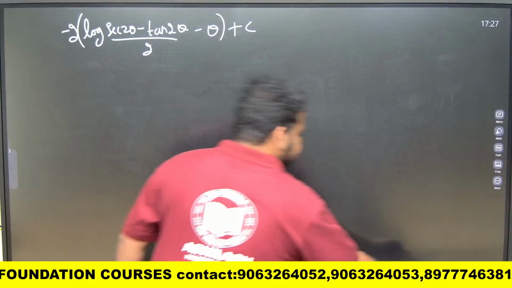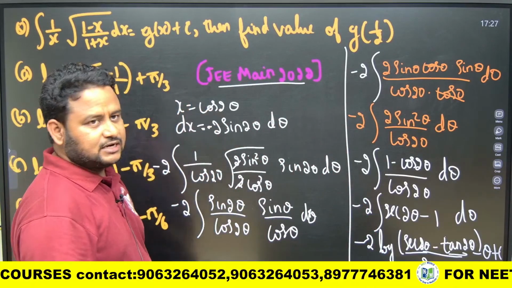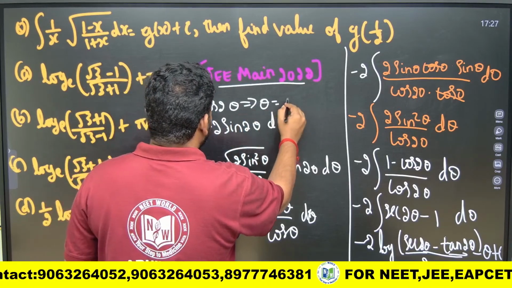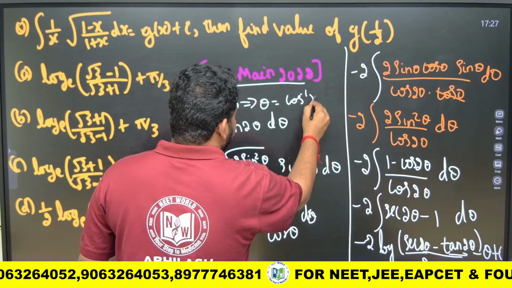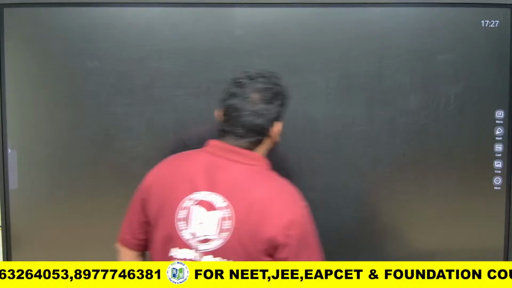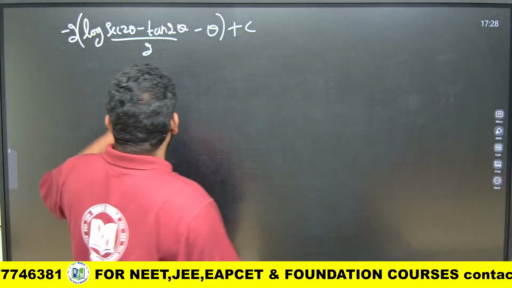Now what did we take as theta? Theta is nothing but equal to what, friends? X is nothing but equal to cos 2 theta. This implies theta is equal to cos inverse of x by 2. Theta is equal to cos inverse of x by 2. So if I put the value here, what will I get? I just have to put the value.